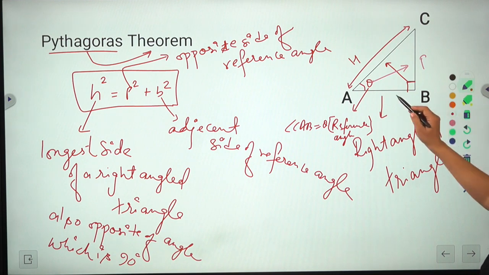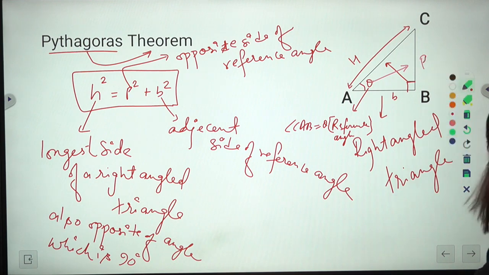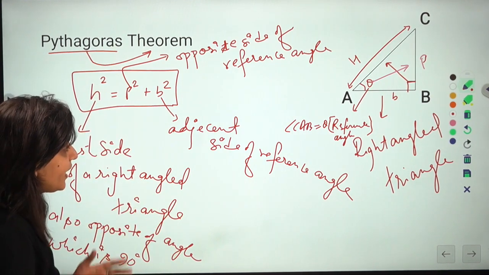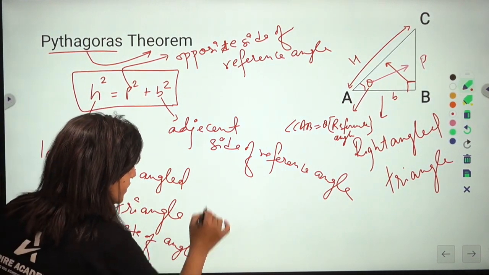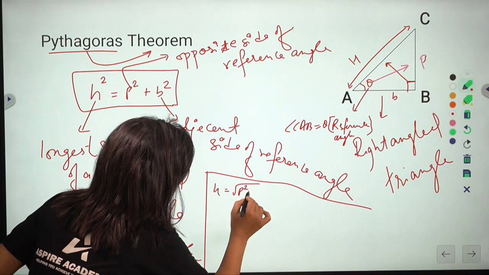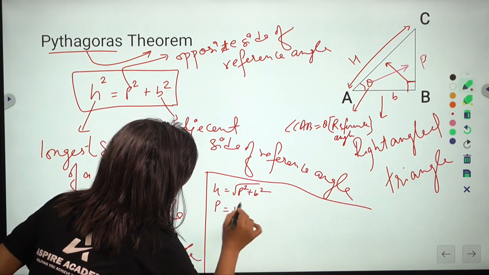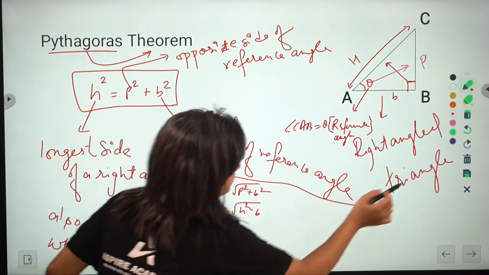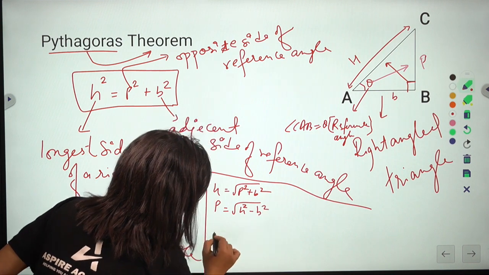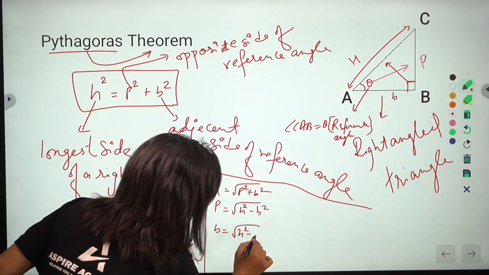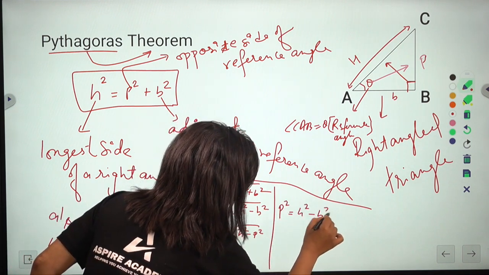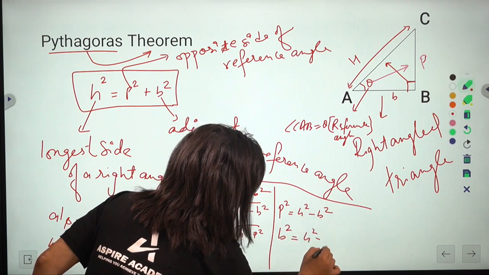Understood? So this is base and this is perpendicular. And this is the formula which you have to remember. Along with this we can find so many formulas, like here you can see: h equal to root over p square plus b square, p equal to root over h square minus b square, b is equal to root over h square minus p square, p square equal to h square minus b square, b square equal to h square minus p square.